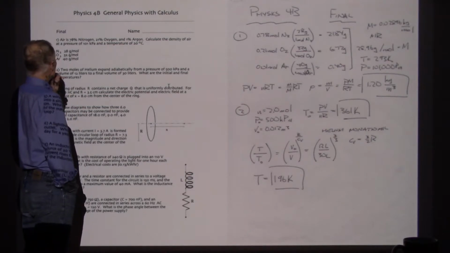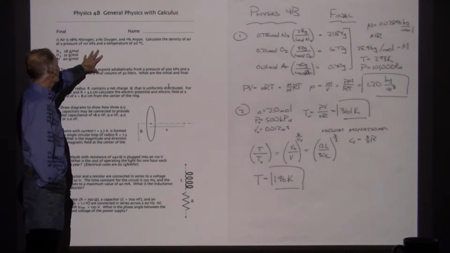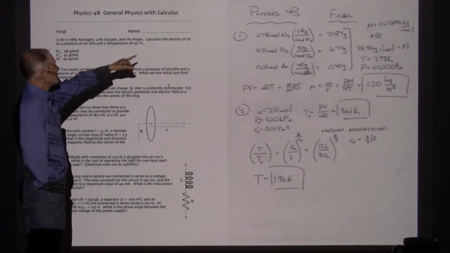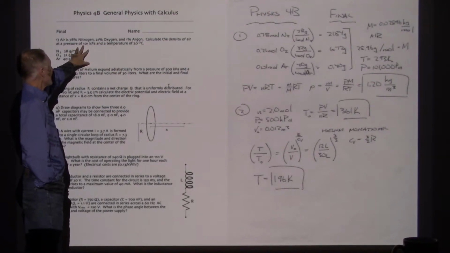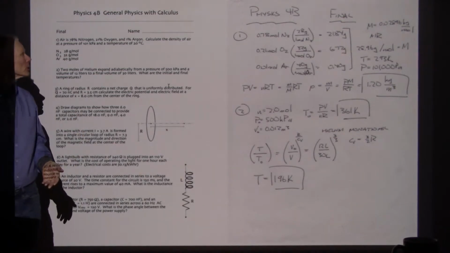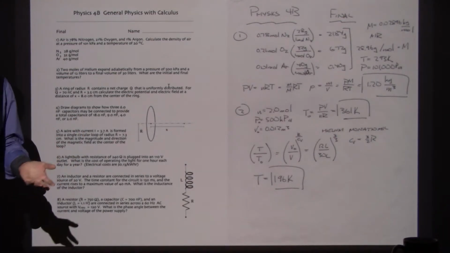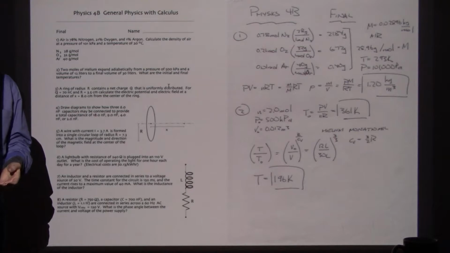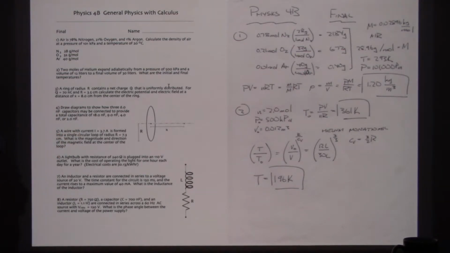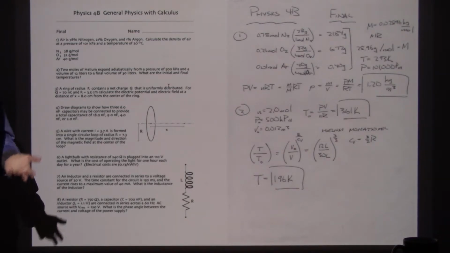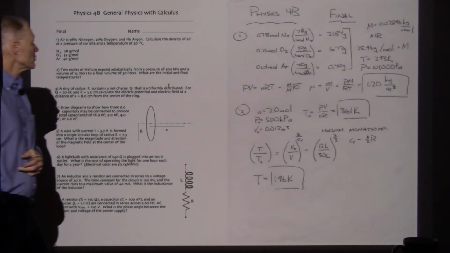Let's see. What the problem's asking about is calculating the density of air at a pressure of 101 kilopascals, now that's atmospheric pressure, and a temperature of 20 Celsius. So if you're outside and it's kind of a nice, pleasant day, and it's atmospheric pressure, what's the density of air under those conditions?